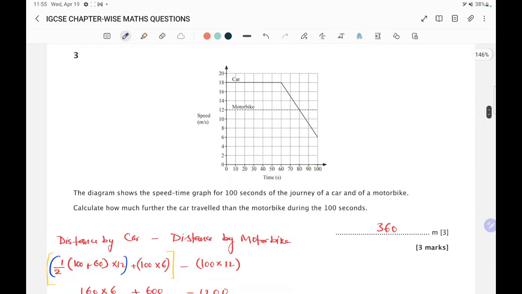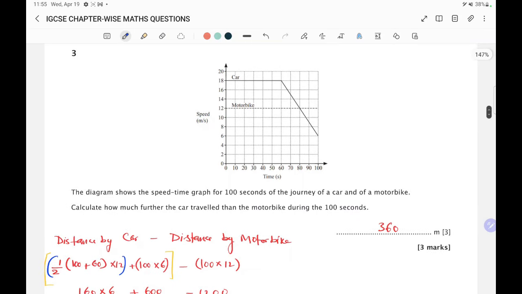Now this is question number 3 that says the diagram shows the speed time graph of 100 seconds of journey of car and the motorbike. Calculate how much further car traveled than the motorbike during 100 seconds. So just the difference of the distance we need to find.